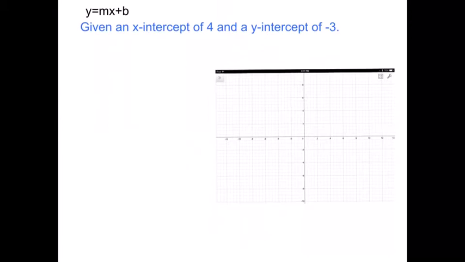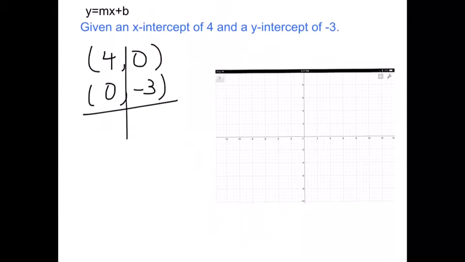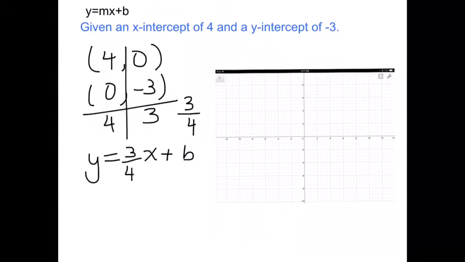Here's a case where I've given you an x-intercept and a y-intercept. So you can tackle this question in a couple of different ways. You can come up with your 2 points. So again, x-intercept means y is 0, and y-intercept means x is 0. So if you want to stack these and find the slope, you get the slope to be 3 over 4, which is easy enough. So you can put in y equals 3 over 4x plus b.